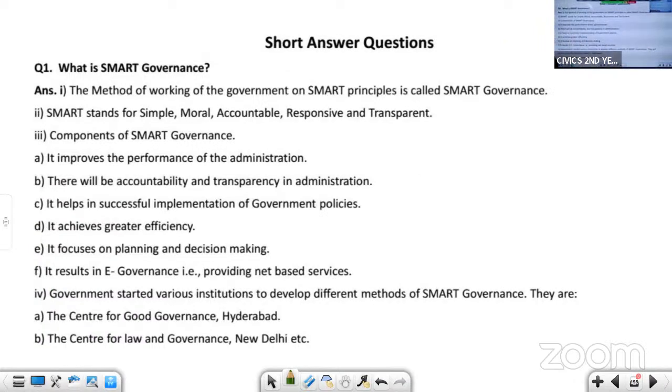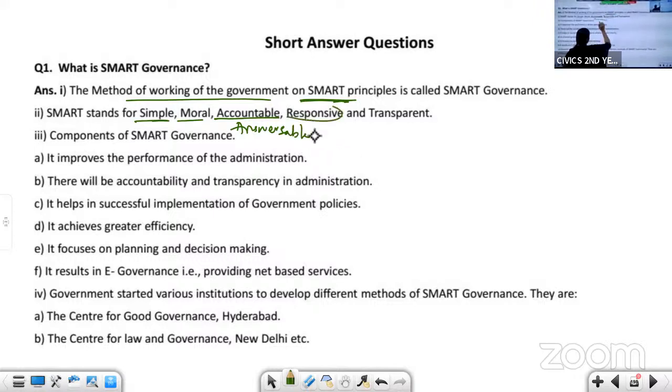What I just told you, what is governance? Governance is nothing but the act of governing. So it is the method of working of government on smart principles. This SMART is an abbreviation. What is the full form of SMART? SMART stands for simple. So the government should be simple. Moral, accountable. Accountable means answerable.